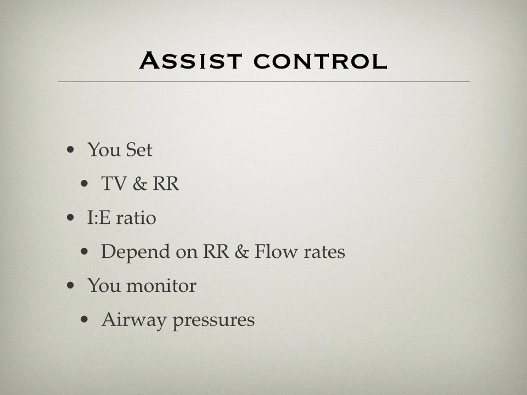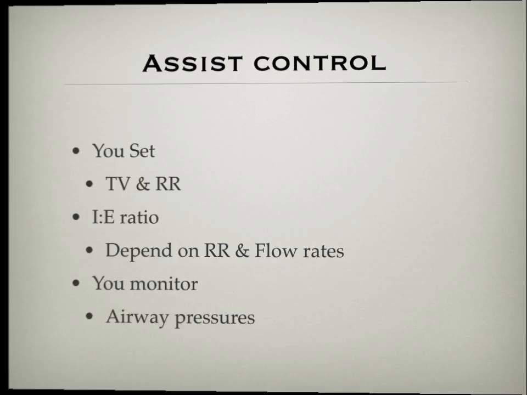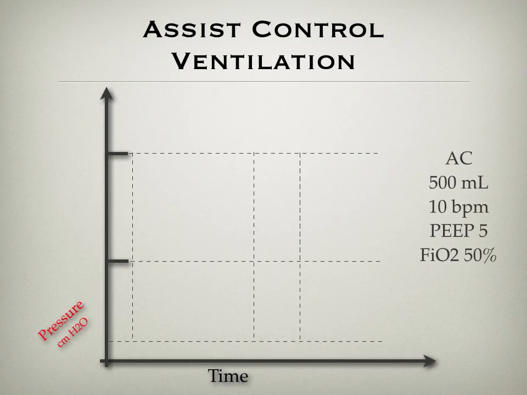Now, to understand how ventilators work and how they interact with the patient, I'd like to show you what happens on 3 major factors: the pressure of the circuit, the volume delivered to the patient, and the flow characteristic during each breath. So we're talking about assist control, AC. We're going to set it up with a 500 ml tidal volume, respiratory rate of 10, PEEP of 5, and FiO2 of 50%.